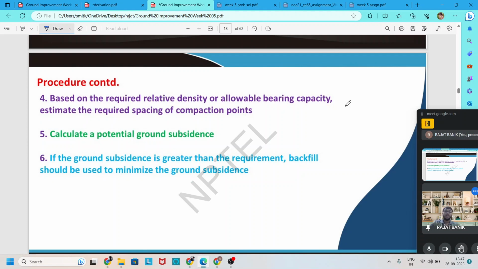To find out the spacing, we apply some formulas like volume change without backfill, volume change with backfill, and also the ground settlement. Based on this, we can find out the ground subsidence and spacing, and we also need to address whether the ground subsidence is greater than the requirement or not. If it is greater, backfill material should be used to minimize the ground subsidence.